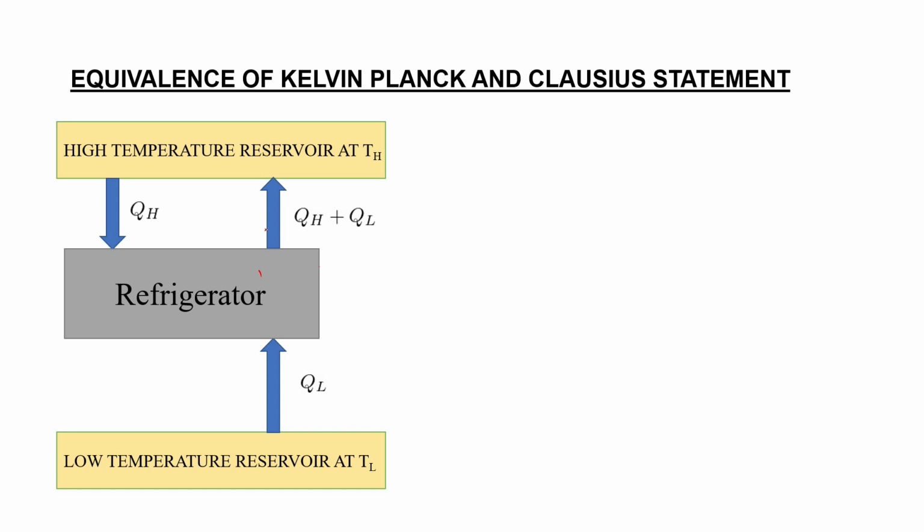So what is it doing? It takes in heat QH from the high temperature reservoir and it takes in heat QL from the low temperature reservoir and rejects QH plus QL. So net heat transfer to the high temperature reservoir is QL only, because you are taking in QH and you are supplying QH. This will get cancelled. So that means you are taking in heat QL and rejecting QL.